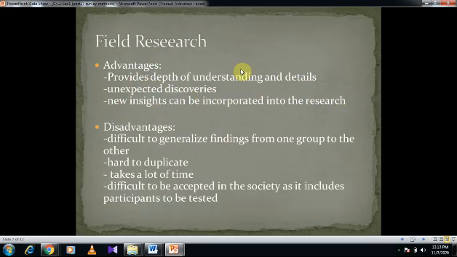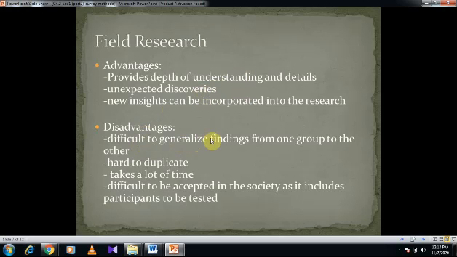So all of the advantages sum up to one point, which is that field research and the case study come up with new ideas, understandings, details, and unexpected discoveries because of real life humans being tested as an experiment. The disadvantages, on the other hand, is that it's difficult to generalize.